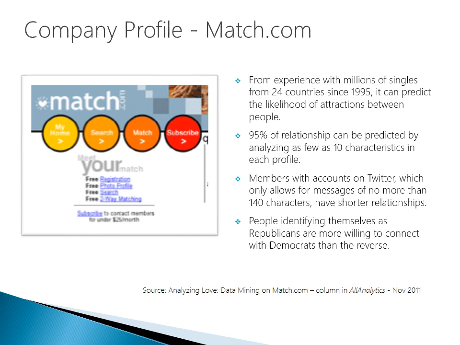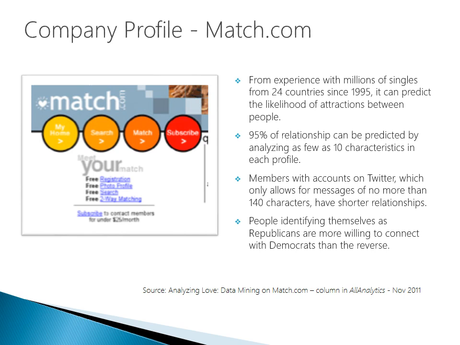Another company worth noting is Match.com. Now, Match.com is a company designed to find pairs of single people on the internet and finding their appropriate match, if you will. What's interesting is that 95% of a relationship of two people that will come together can be predicted by analyzing as few as 10 characteristics in each profile.